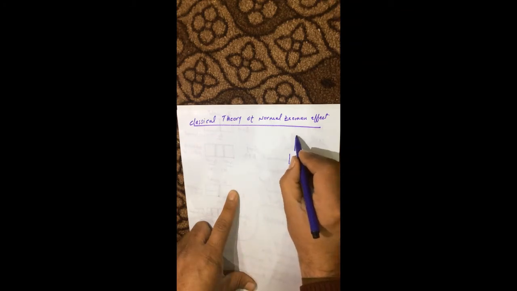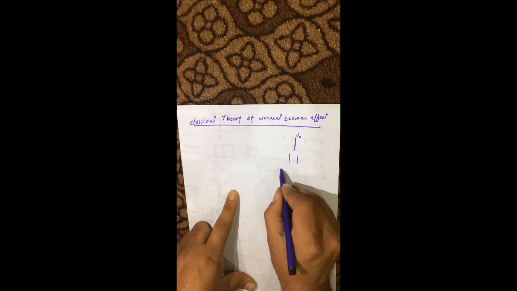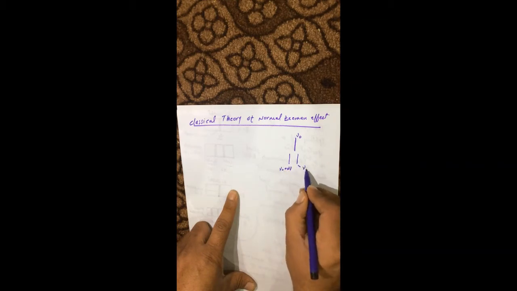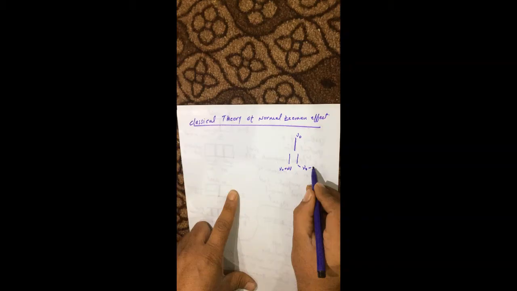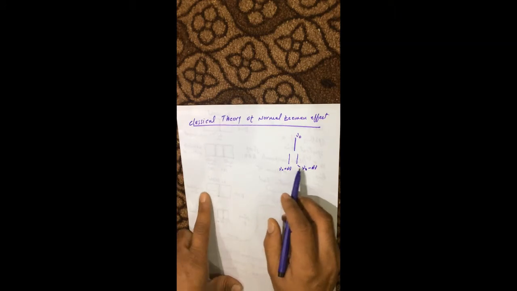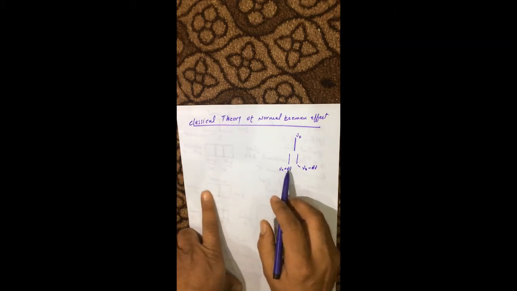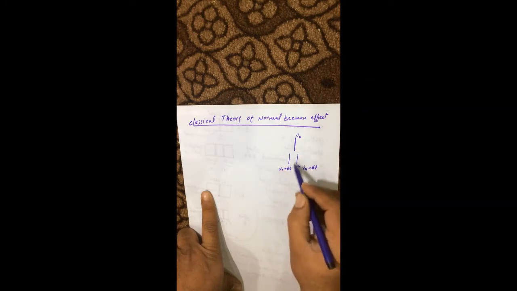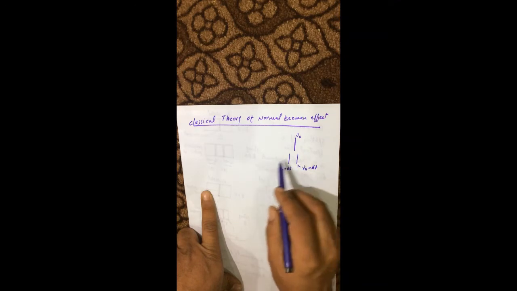If this single spectral line has a frequency nu naught, then this line has a frequency nu naught plus d nu, and this line has a frequency nu naught minus d nu. The frequencies of these two spectral lines are different from the frequency of the original line. This original line is absent here. This is unpolarized and this is circularly polarized.